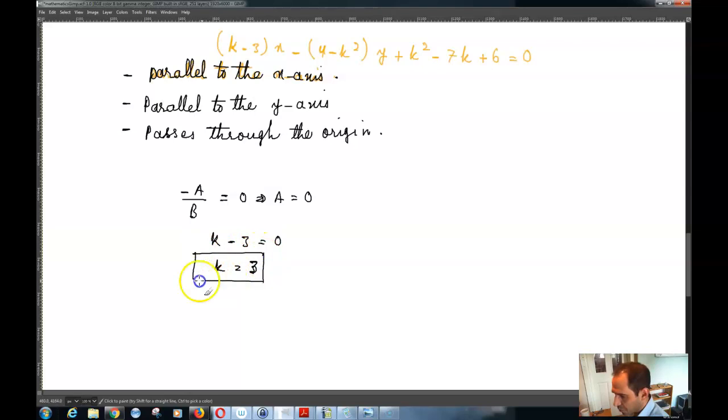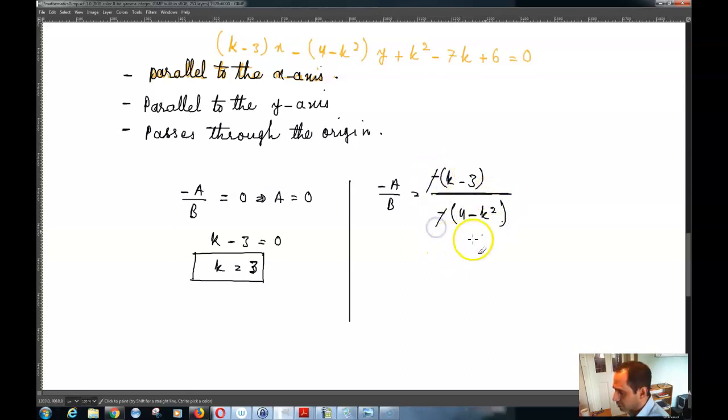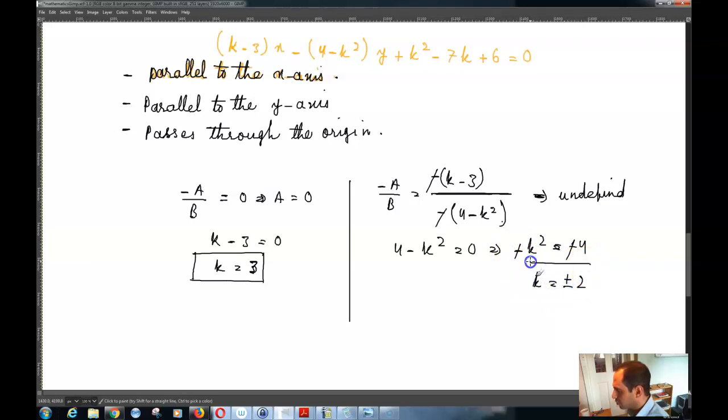This is part 1. And part 2, we said that if the line has to be parallel to the y-axis, the slope has to be undefined, meaning that negative a by b, which in this case is negative (k minus 3) over negative (4 minus k squared), and these two negatives can cancel out. This has to be undefined, and for this to be undefined, of course, the denominator has to be 0. So that means that 4 minus k squared is 0. That means that negative k squared is equal to negative 4, and you can cancel these two out, and then that gives you k is equal to plus or minus 2.